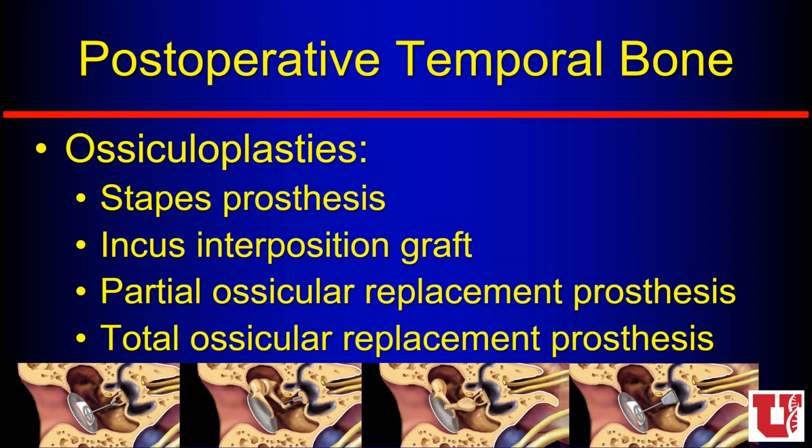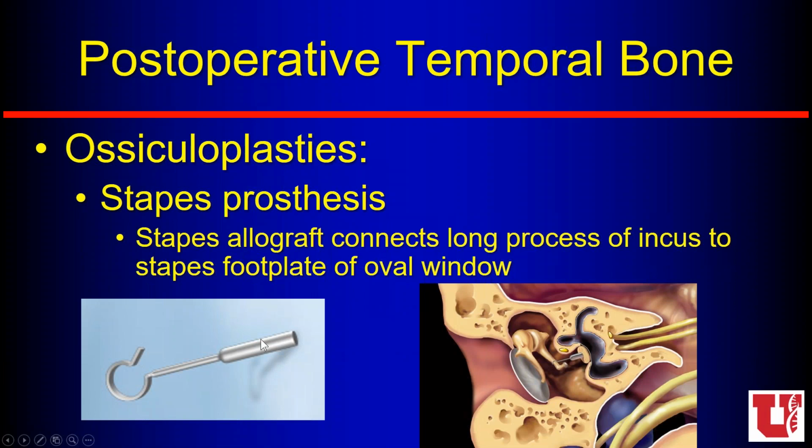So first we have a stapes prosthesis. It's an allograft material that we usually think about as kind of like a shepherd's hook with a long process that connects the incus to the oval window itself, the stapes footplate. So here in this graphic, we can get an idea of that stapes prosthesis in place.